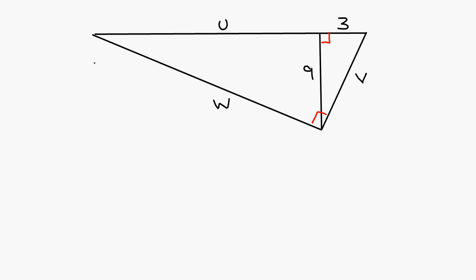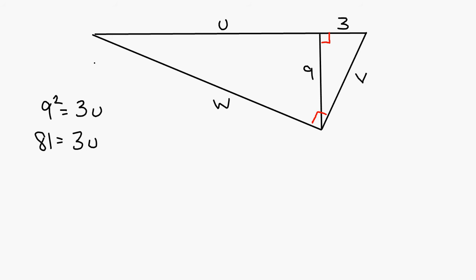All right, this is a case where I gave you two formulas for the altitude in each of the legs. So in this case, this altitude, 9 squared, is going to be equal to 3 times U. And if you square the 9, then 81 equals 3 times U.